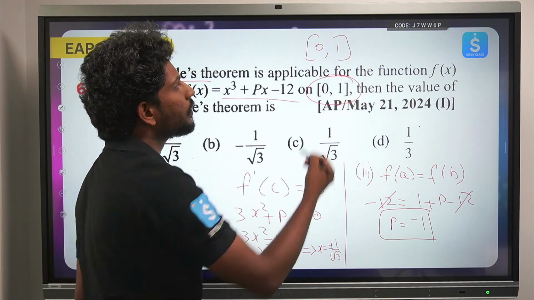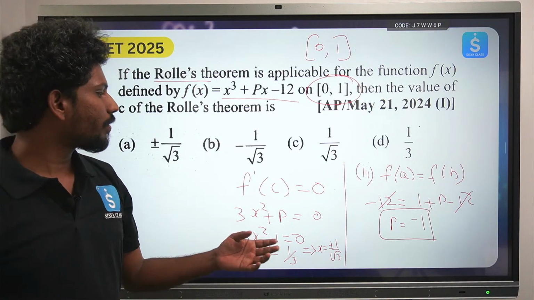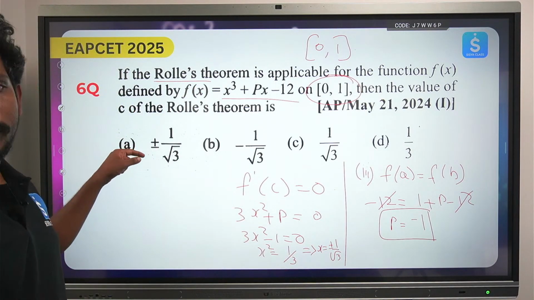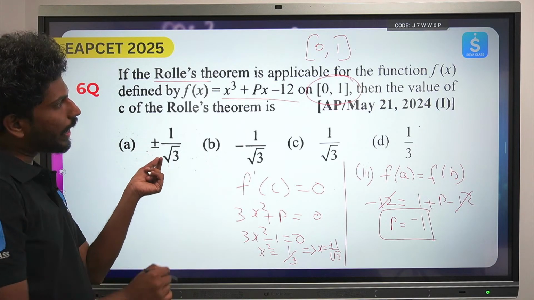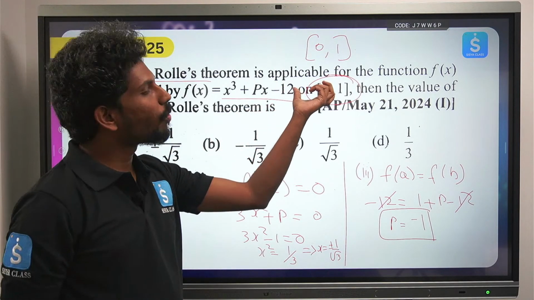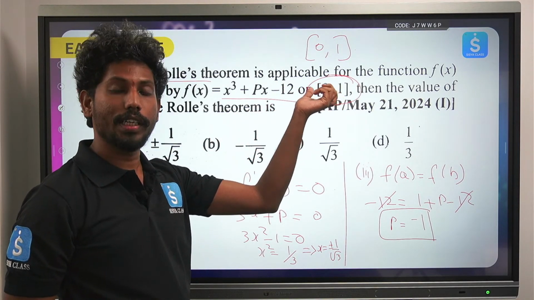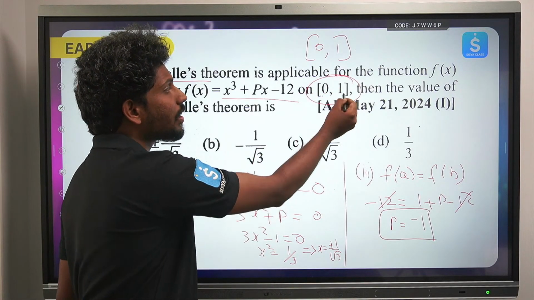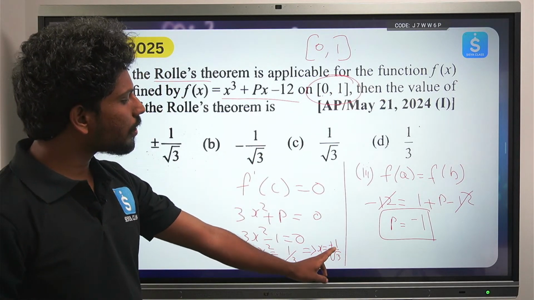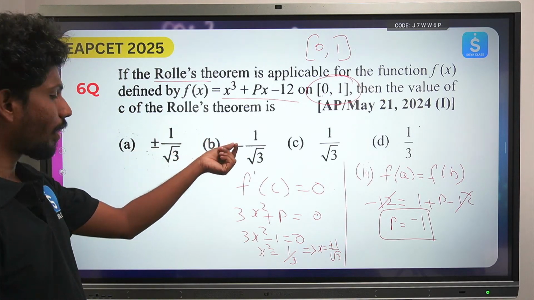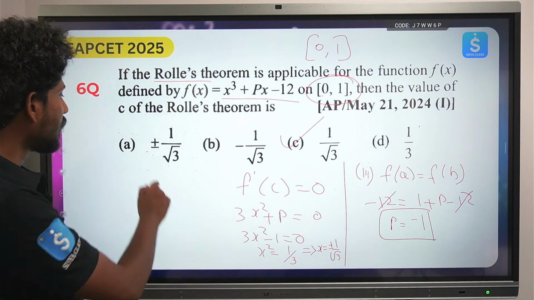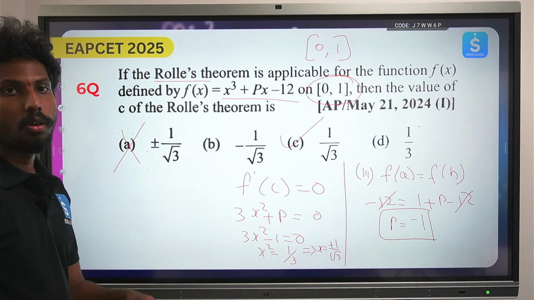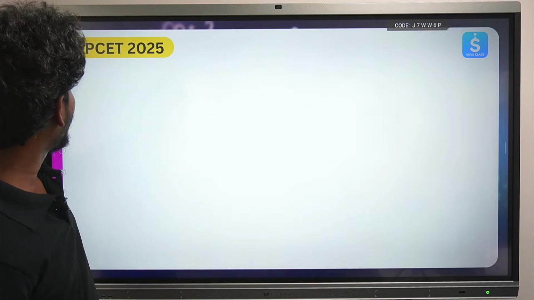Don't be in that sort of emotion where you got the answer and immediately you slip away to write it. Right now you just need to see the interval in which we need to mark the answer. That is from 0 to 1. Between 0 and 1, 1 by root 3 lies. Minus 1 by root 3 doesn't lie. The answer is only 1 by root 3. This answer is wrong. Don't be in that rush to write the answer.